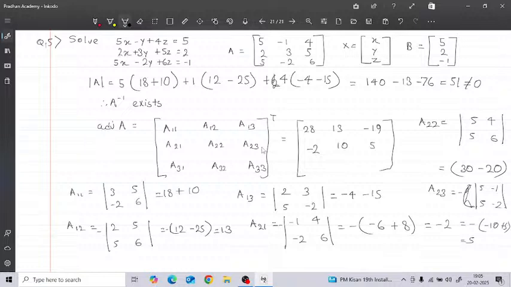What is A31? A31 will be minus 5 minus 12, that is minus 17. A32 will be 25 minus 8, that is minus 17 again. And what is A33? A33 will be 15 plus 2, 17. Okay, then you just find the A inverse and multiply with the B, you will get your answer. Next, move to the next question.